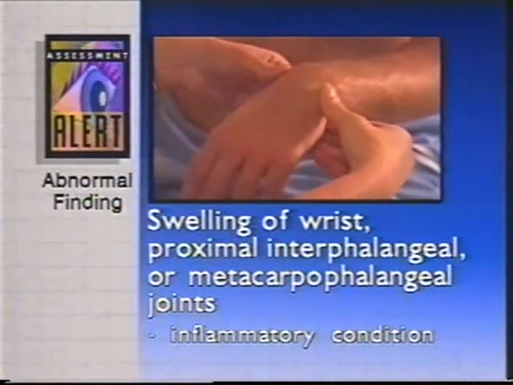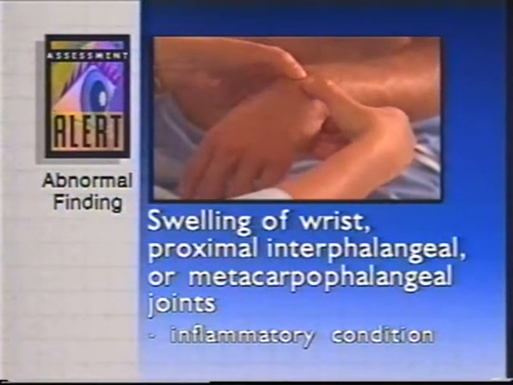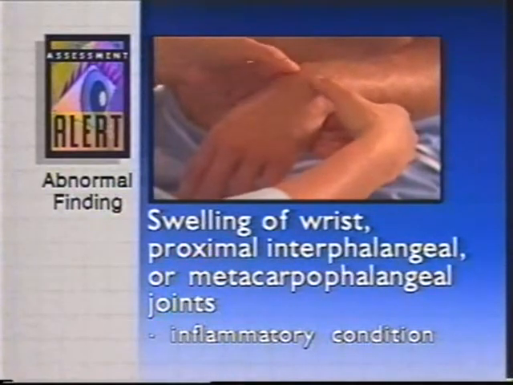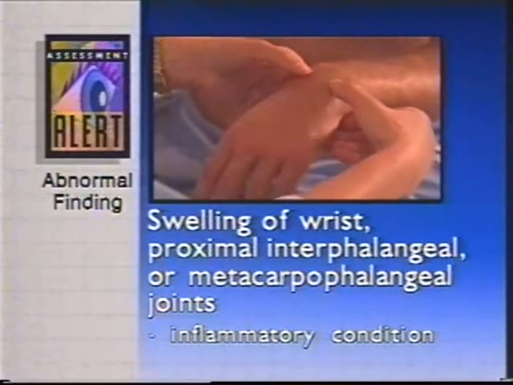If the patient has had bilateral swelling of his wrist, proximal interphalangeal or metacarpophalangeal joints for several weeks, suspect an inflammatory condition such as rheumatoid arthritis.